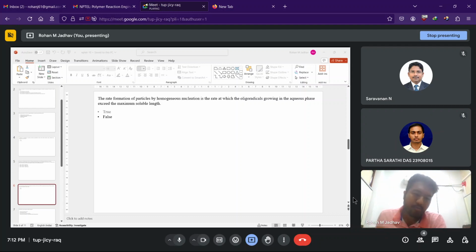Because I think what you need is a pictorial representation. Through a picture, you can understand much better how batch, continuous, and semi-batch will work. Semi-batch, semi-continuous, you can call it like that.